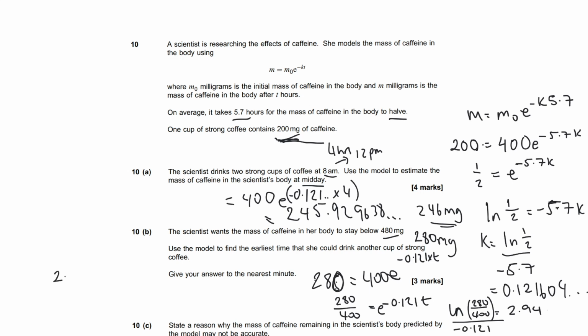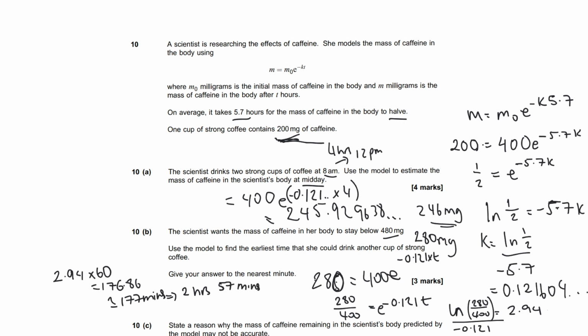So then in order to work out how many minutes that is, that's 2.94 times 60, because 60 minutes in an hour, that's 176.86 minutes, which would roughly be 177 minutes. 177 minutes in hours is equal to 2 hours and 57 minutes.